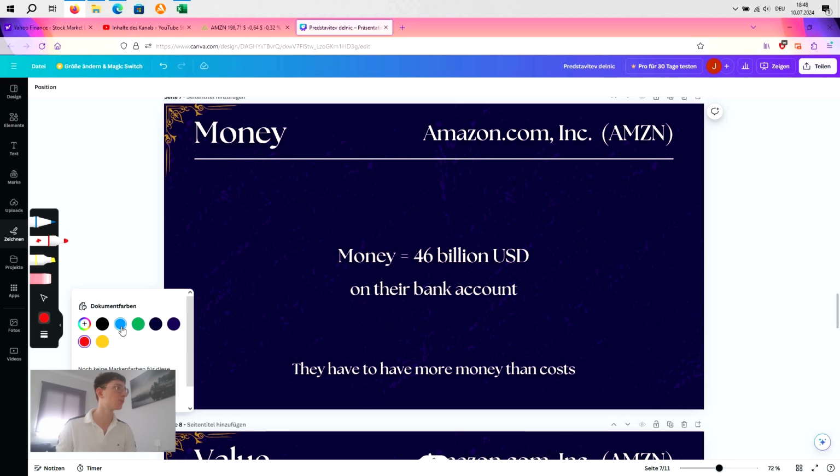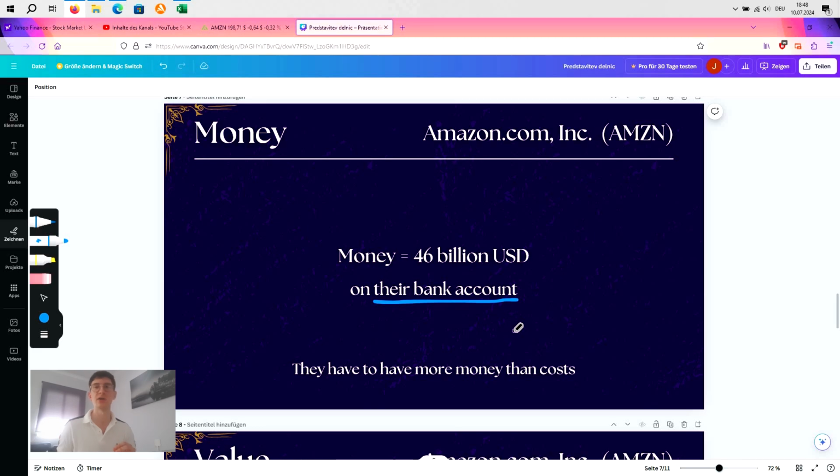Now we come to the money, and with the money, we literally analyze money in their bank account. So this is literally the money where they go to the bank and tell them, okay, please, here is my bank account, give me 100,000 euros, or they go to an ATM and withdraw that money. This is exactly the same money that we analyze here, okay? Now, preferably they should have more money than the costs. Why is that important? If they have a bank account in plus, meaning they don't have minus 100 or whatever, that means they can potentially cover some unexpected events.